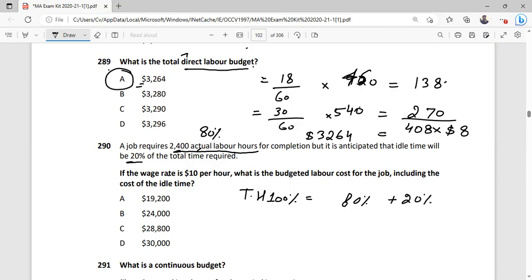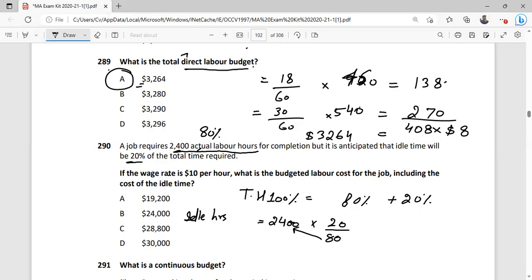Maybe in any other question, the situation will be different. If the wage rate is $10 per hour, what is the budgeted labor cost for the job, including the cost of idle time? So we have budgeted actual hours of 2400, or productive hours of 2400. First of all, we will calculate total idle hours, which is equal to idle hours percentage, which is 20, divided by productive hours percentage, which is 80.